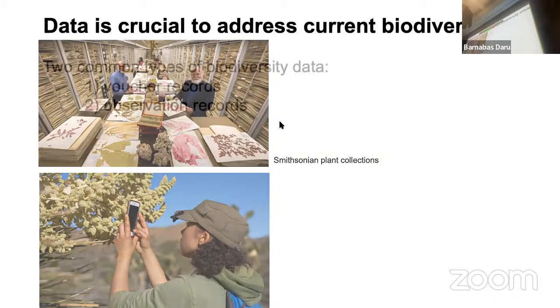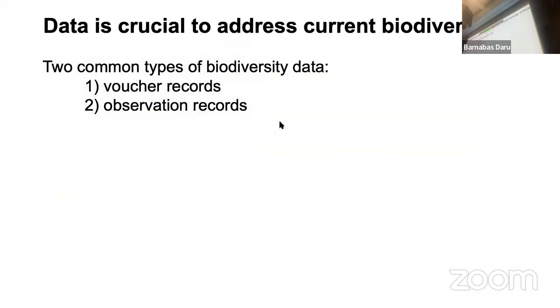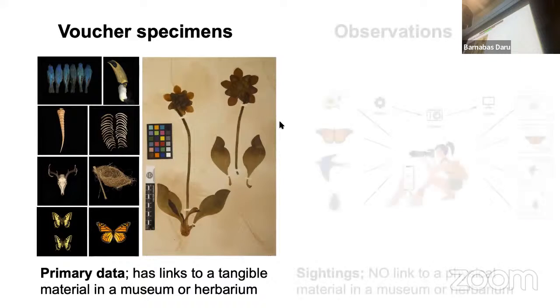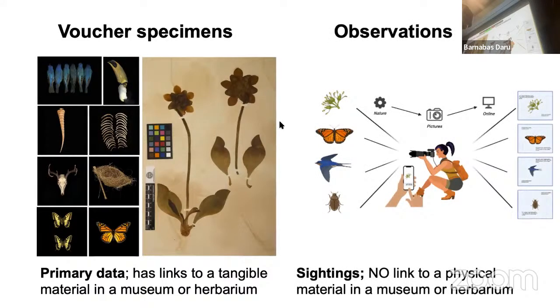Put another way, biodiversity data can be categorized into two: voucher records and observation records. Voucher records are sometimes referred to as primary biodiversity data, meaning they have links to a tangible physical material in a museum or a herbarium. On the other hand, and this diagram was generated by Jordan, observations are simply sightings of organisms. They do not necessarily have a link to a physical material in a museum or a herbarium. However, they are increasingly being used for addressing questions in ecology and evolutionary biology.